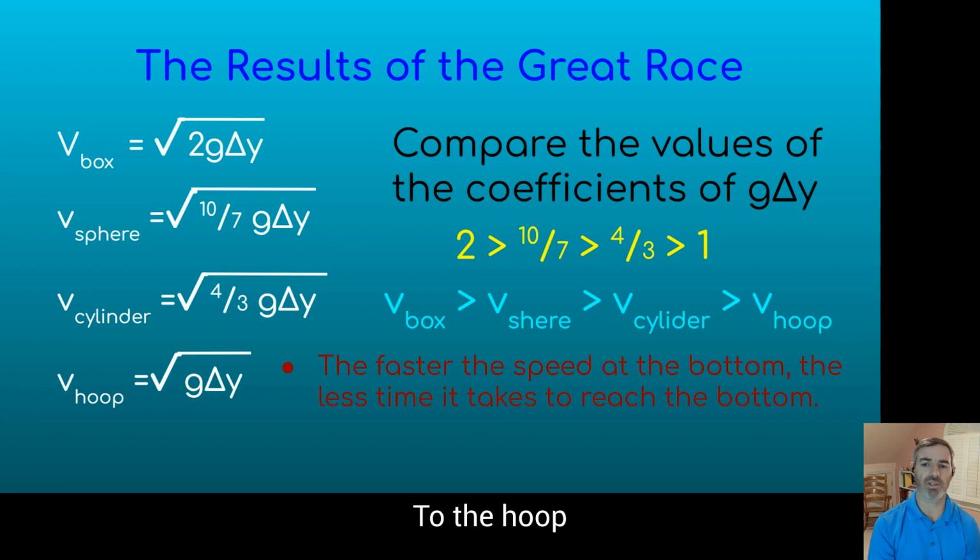So the faster the speed at the bottom, the less time it takes to reach the bottom. So the box is going to reach first, then the sphere, cylinder, and the hoop. And this explains the results of the Great Race.